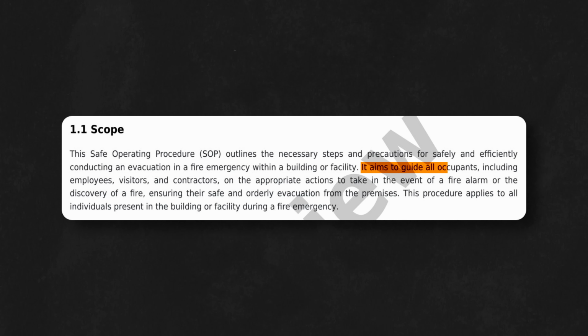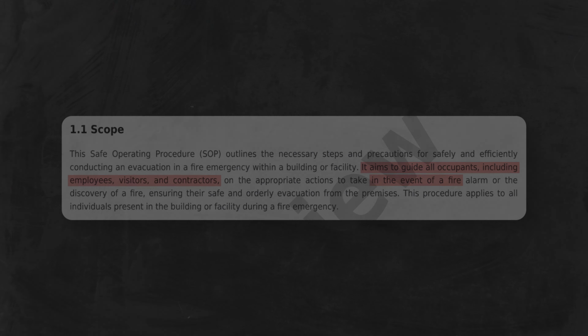This SOP applies to all occupants, employees, visitors, and contractors in the event of a fire emergency. It outlines the steps for a safe and effective evacuation, from the initial alarm or fire discovery to reaching the assembly point. The overarching goals are to ensure the safety of all occupants, minimize panic and confusion, and foster a fire-safe culture. Next is Section 2, Authority and Responsibility.